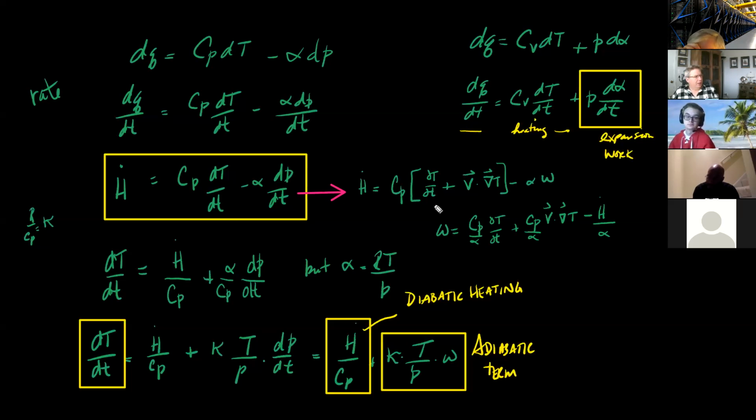Now I want you to think about this. Omega is a vertical velocity in the atmosphere. Well, what causes that vertical velocity? Changes in temperature that come about from heating and the advection of temperature. Are you now seeing that vertical motions in the atmosphere are related to the temperature?